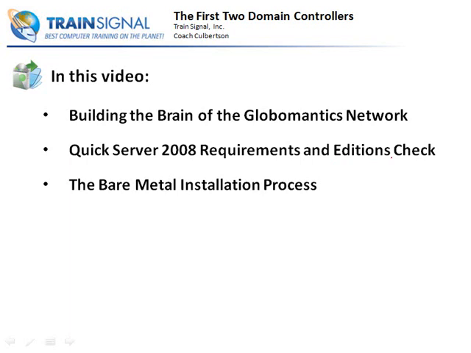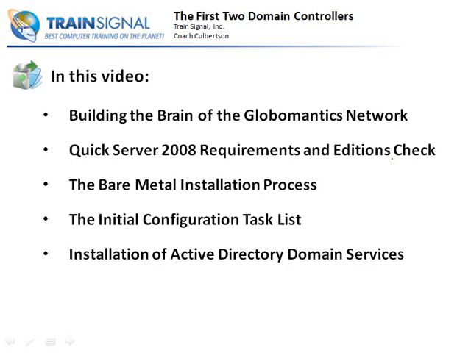After we've selected an edition of Server 2008 to install for Global Mantix, I'm going to talk you through the bare metal installation process. Bare metal installation is kind of a fancy way for something that's very, very simple, and I'll share that with you. Then we're going to walk through the initial configuration task list. This initial configuration task list is just a really easy way to get your server set up with the basic requirements of a server name, an IP address, all that good stuff.